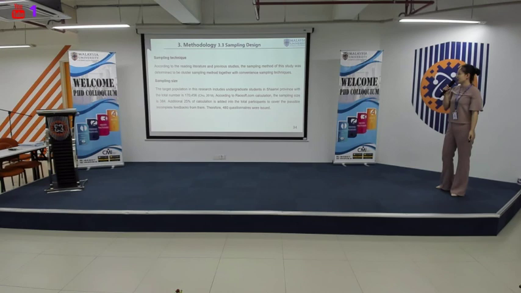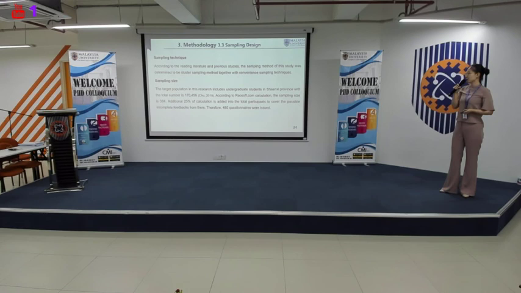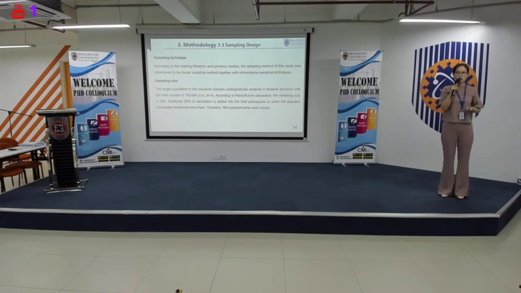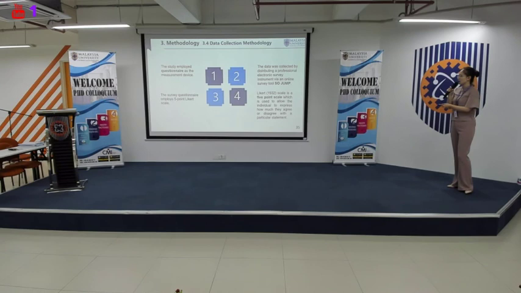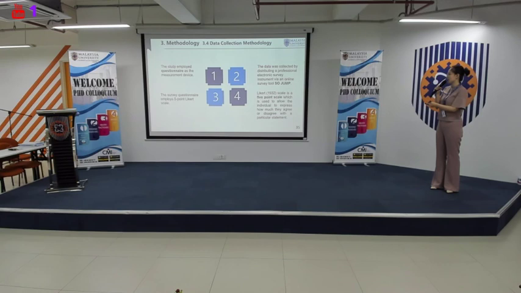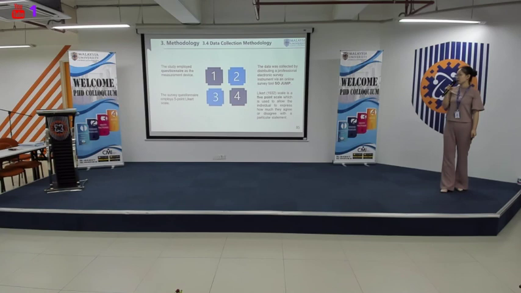The number of population here is 130,456 altogether. According to the calculation, the sampling size is 384. Because there would be attrition, an additional 25% was added to the calculation. So altogether, 480 questionnaires were issued. In this study, questionnaires were employed, and the data was collected by distributing a professional electronic survey instrument. The survey questionnaire employs a five-point Likert scale.